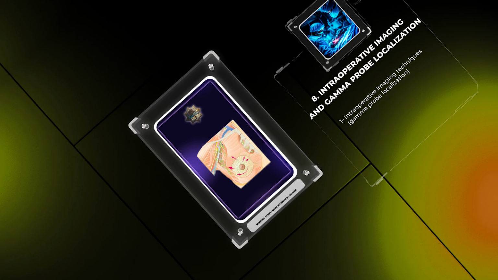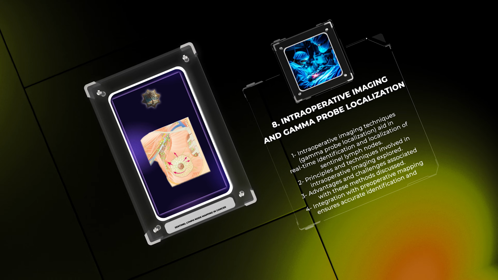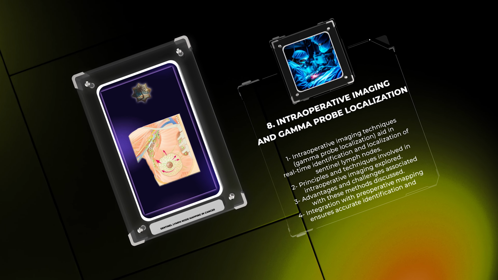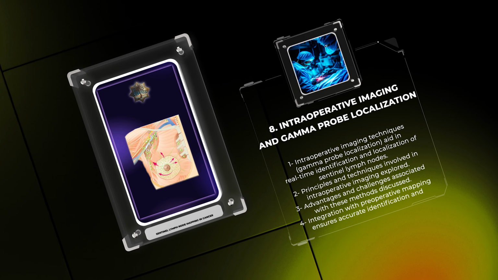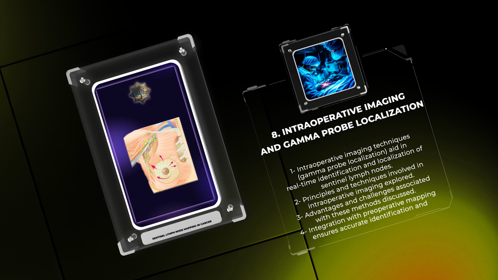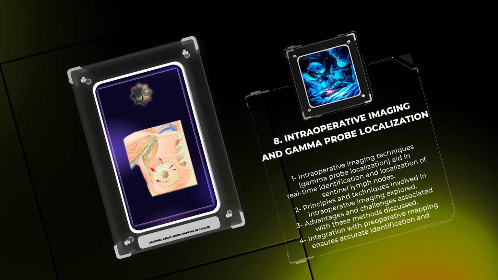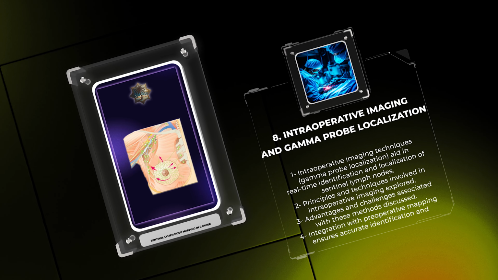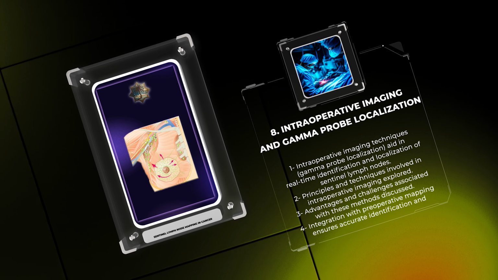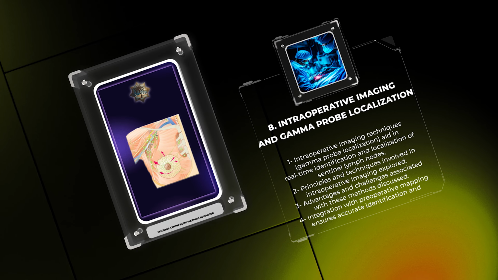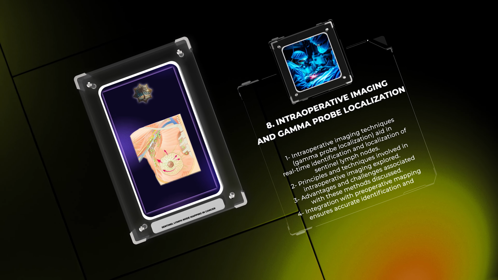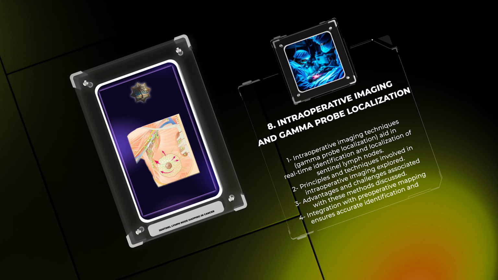Intraoperative imaging techniques, including gamma probe localization, facilitate real-time identification and localization of sentinel lymph nodes during surgical procedures. We explore the principles and techniques involved in intraoperative imaging and discuss the advantages and challenges associated with these methods. By integrating intraoperative imaging with preoperative mapping results, surgeons can ensure the accurate identification and excision of sentinel lymph nodes.